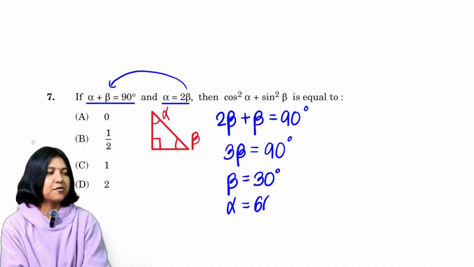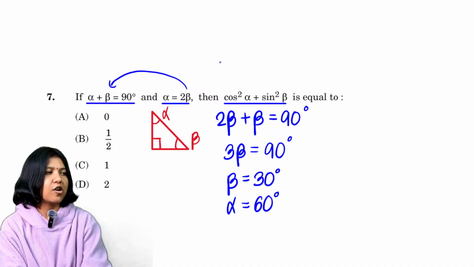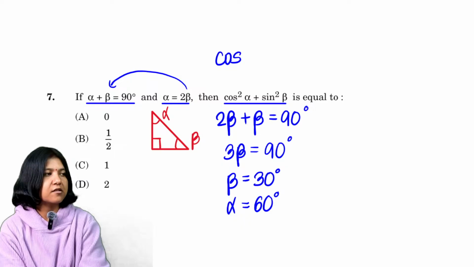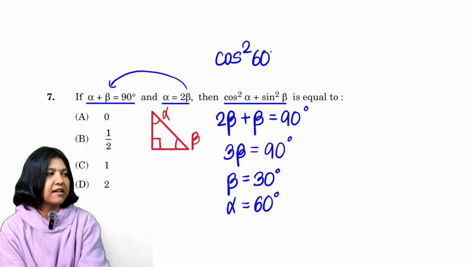Now once we know the values, we'll just put them into this expression, okay? So cos square alpha, I clearly got the value here. Alpha is 60 degrees, so I'll plug that here. And beta is 30 degrees, so sine square beta, which is 30 degrees.